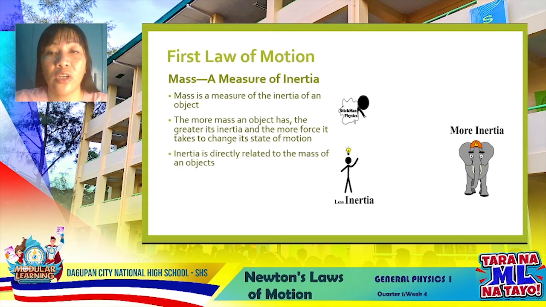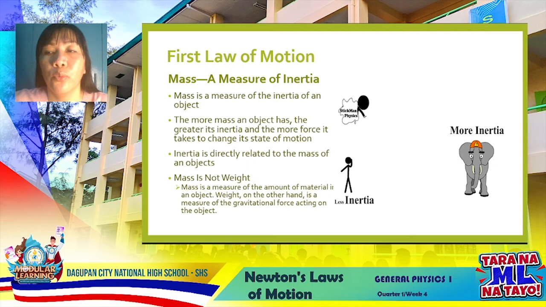Mass is often confused with weight. We often determine the amount of matter in an object by measuring its gravitational attraction to Earth. However, mass is more fundamental than weight. Mass is a measure of the amount of material in an object. Weight, on the other hand, is a measure of the gravitational force acting on the object.